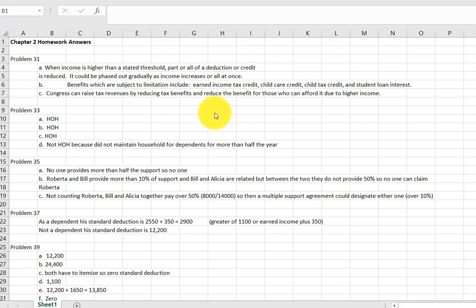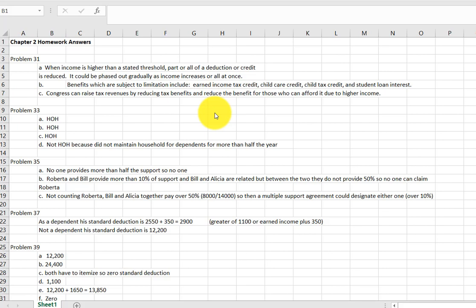Some of the ones that you see as examples there: earned income tax credit, child care credit, child tax credit, student loan interest. We'll see others as we go through the law, so you could have used other examples as well.